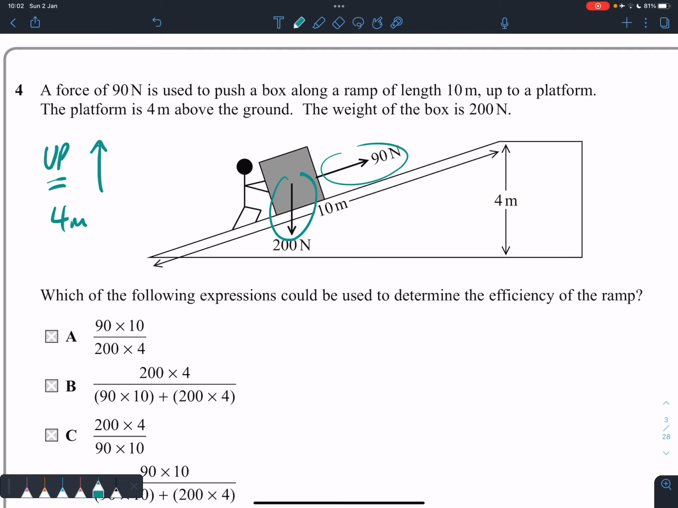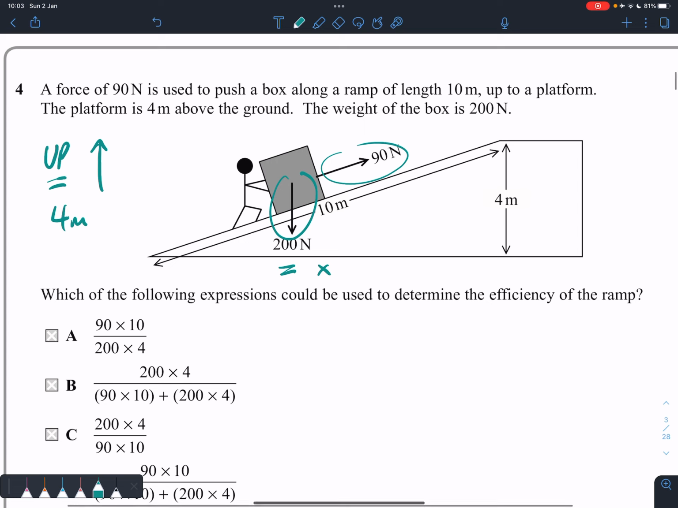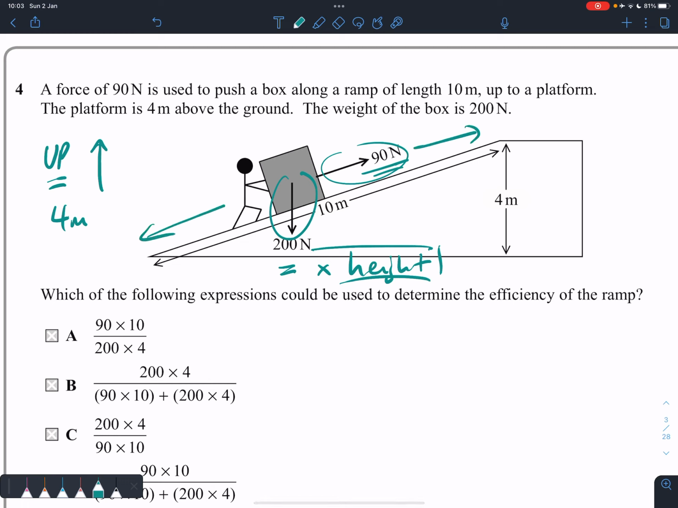So the force times distance of what we're doing is the gravitational force, because that's what we're working against, times the gravitational distance, which is basically the height. So that's the useful work that we're doing. But to do that we're actually having to use a different force, 90 newtons, and we're having to push it a greater distance. So you've got to work out what is the useful work that we're getting out of it.